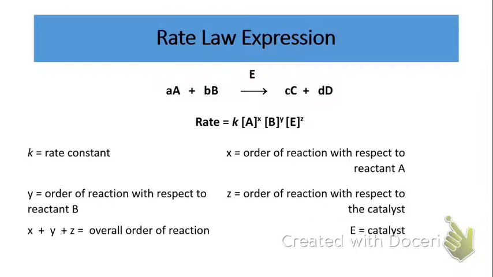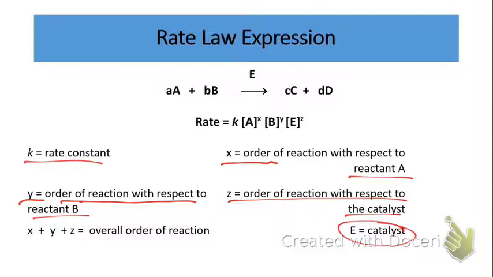All right. Here in your notes we have a key. Again, k is the rate constant. x is the order with respect to reactant A. y is the order with respect to reactant B. z is the order with respect to the catalyst. E, of course, is the catalyst. But right here, this is a really important equation. I'm going to circle that. This equation right here you need to know.